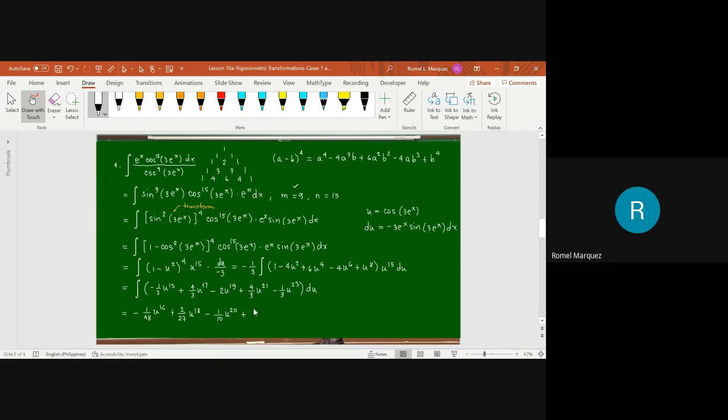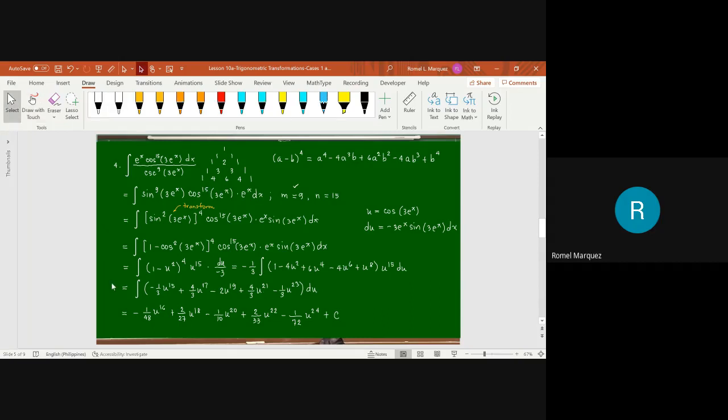Then, what about this? 4 divided by 22 divided by 3, 2 over 33, then u to the 22. Why did the denominator become 33? Over 22 times 4/3, that is 2 over 33. Then minus 1 over 3 times, the denominator will become 24 times 3, 72. Check, guys, there's multiplication. Yes, sir. Then u to the 24. Then plus c. Then all we have to do is put it back in terms of cosine.